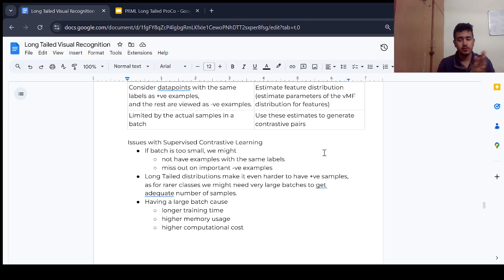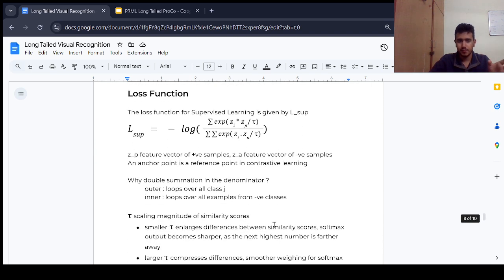And this can be the case for a very highly skewed distribution. If only, let's say, one class has a lot of samples and all the others belong to the tail part, then this particular class will not even have a lot of negative samples. So that's an issue. And if we have a larger batch, this will obviously bring in computational requirements, which are listed here. So we try to avoid this altogether by learning the vMF distribution and trying to generate pairs from the distribution itself.